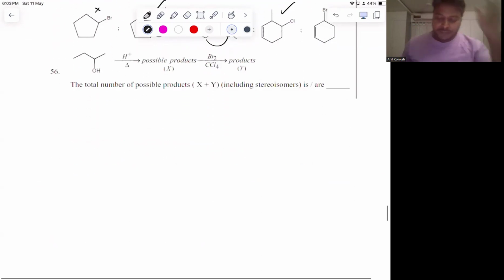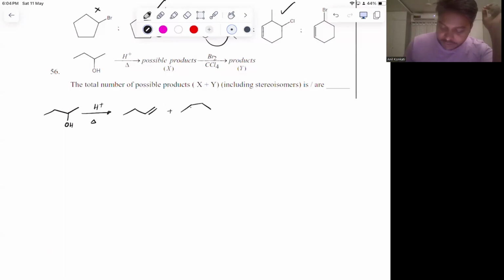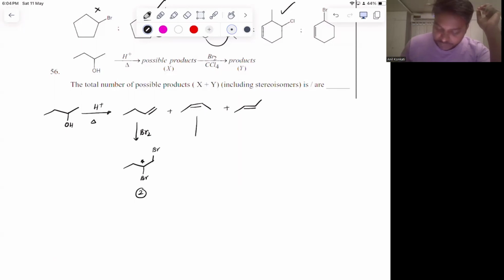Next. Total number of possible products in this case. First, OH in the presence of H plus and heat. We can get 3 alkenes. One is this alkene, the other one is cis, the other one is trans. And if you treat this with Br2, I can get Br here and Br here, which makes one chiral center. So the number of products are 2.